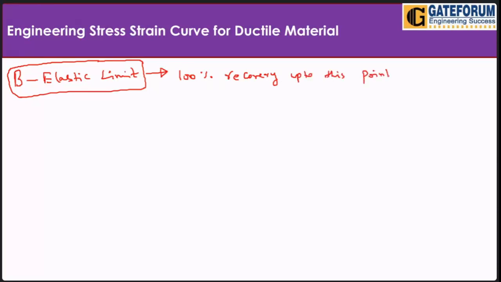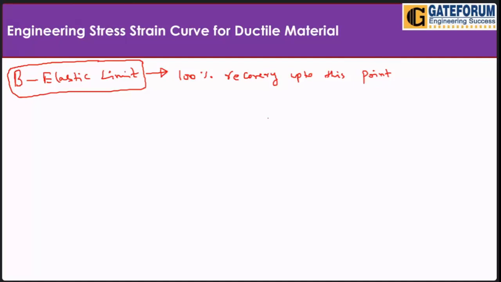Suppose we apply load beyond the elastic limit, then if we remove the load, 100% recovery is not there. Maybe partial recovery can be there, but not 100% recovery. But if we apply load up to the elastic limit, or within the elastic limit, then 100% recovery of strain in the body will be there. Okay, so here we have the elastic limit.